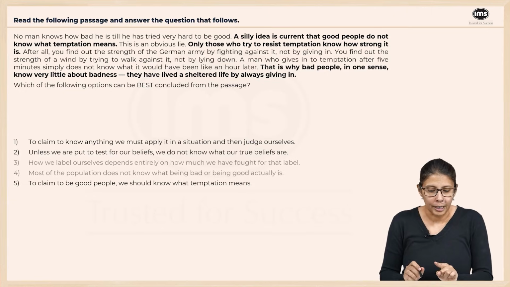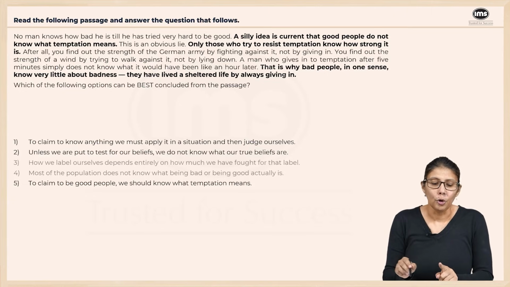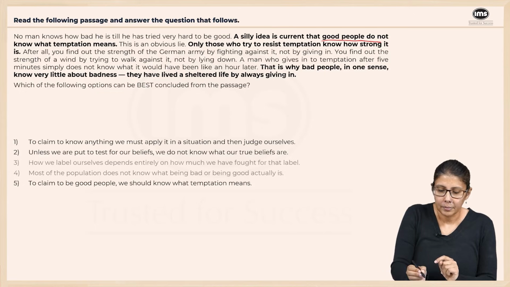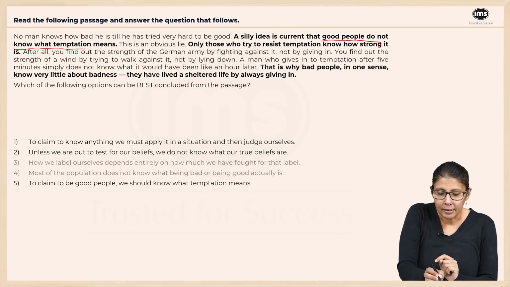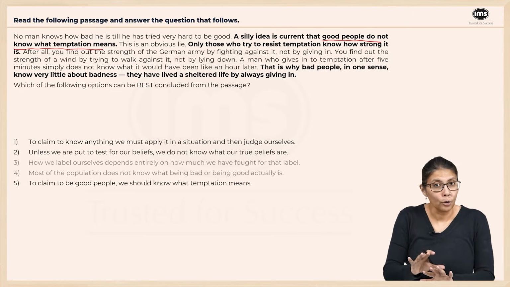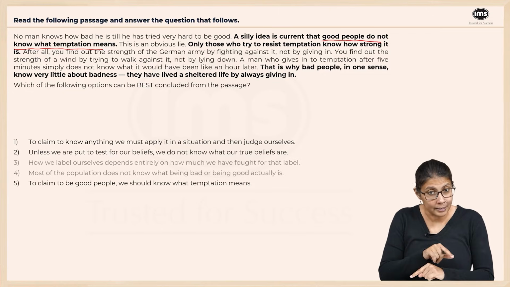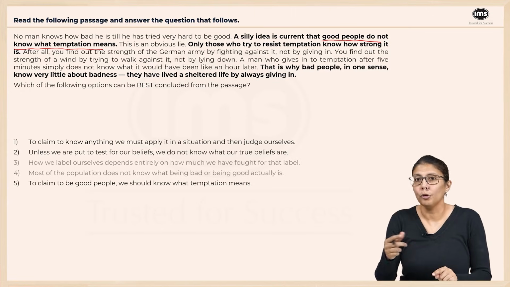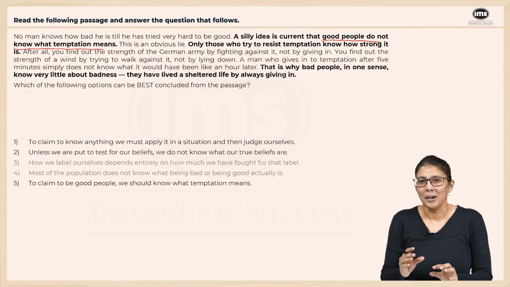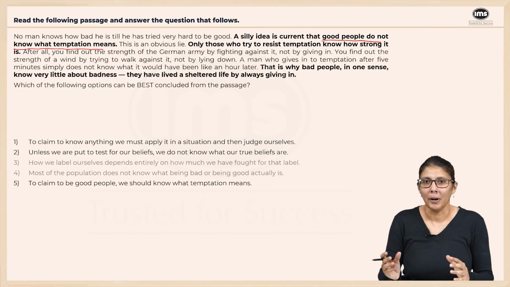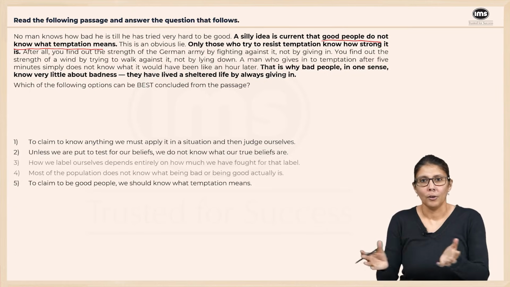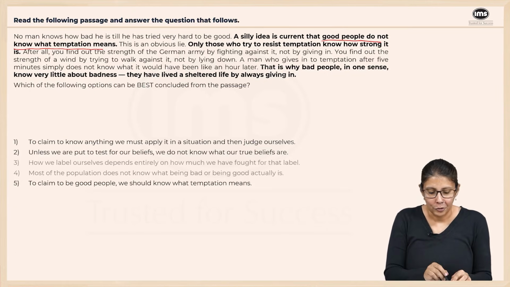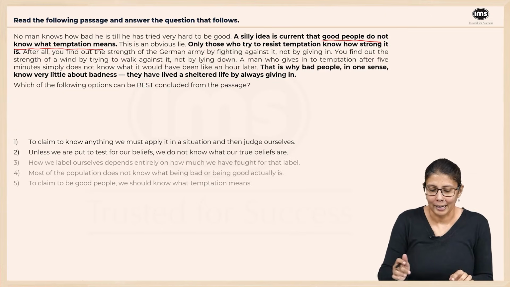The fifth one says, to claim to be good people, we should know what temptation means. What this is trying to say is that good people know what temptation means. Look at this line. This line means that good people actually know what temptation is, but we cannot reverse it in terms of logic and say that to claim to be good, we should know what temptation means. So you have to understand that when we say if X then Y, it does not mean when Y then X. That reversal does not always follow. So option 5 is therefore not correct.